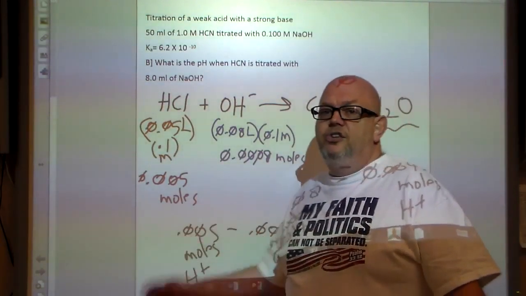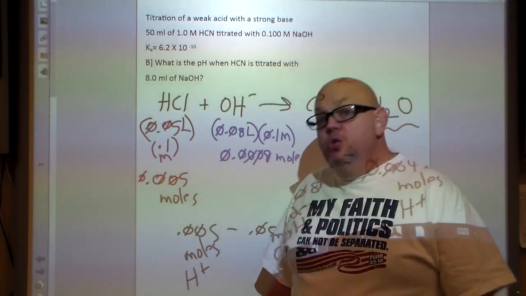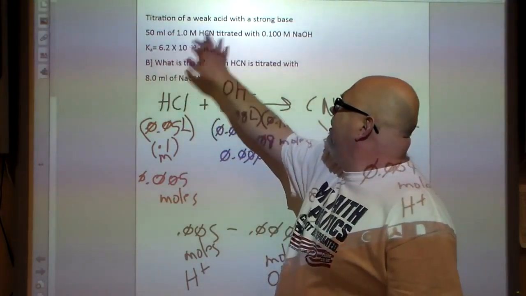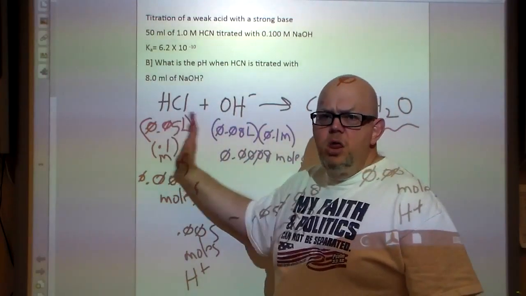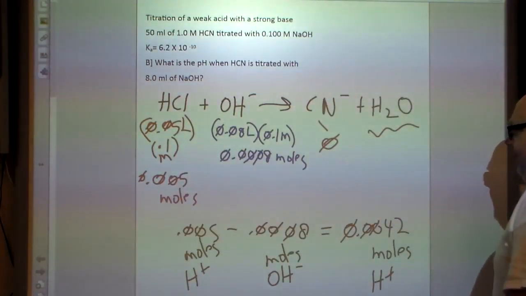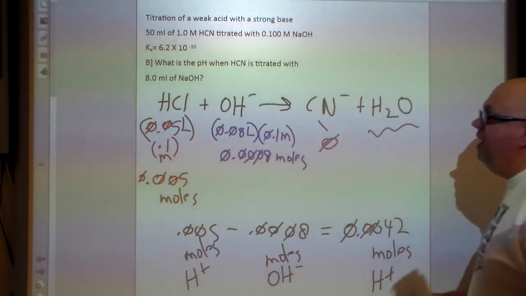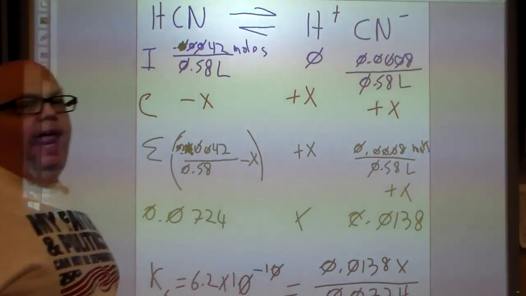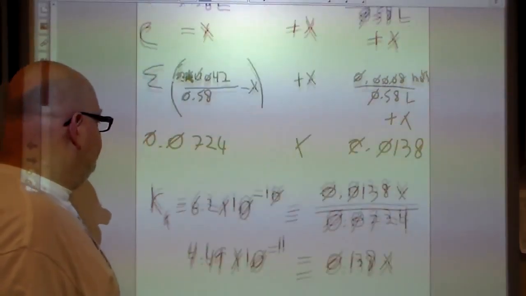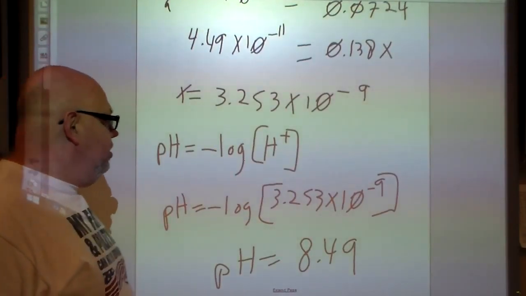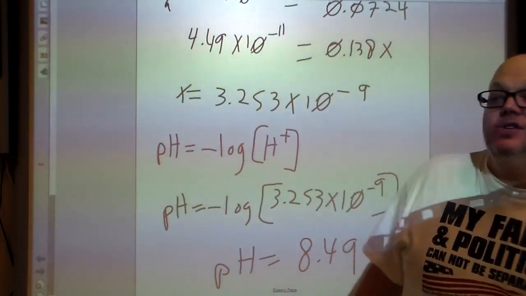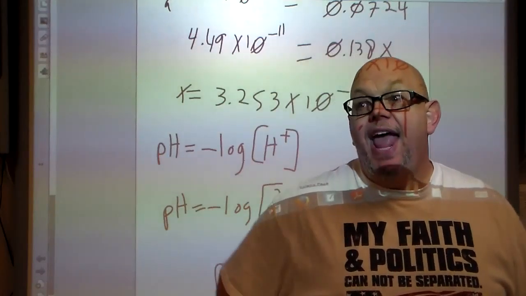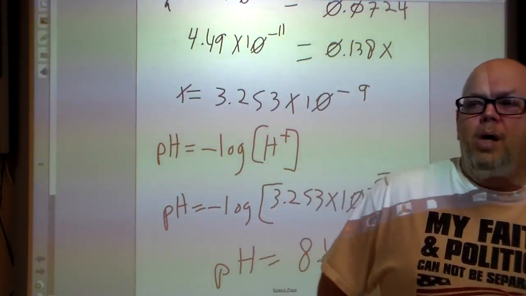The H2O, in any solution, tends to be neutral, so we don't have to worry about it when we're working out problems like this. But we know that adding the 8 milliliters of NaOH is going to cancel out a number of the acids that you see there. With that, we figured out how much acid was going to be left over. Once we did that, we worked on the ICE table and did all those calculations, and it turned out we have a pH of 8.49. So adding some NaOH did bump up the pH from about 5-something to about 8.5. A bit of a bump there.